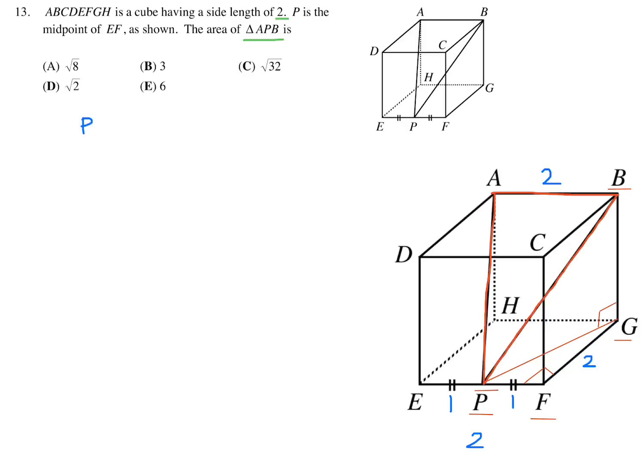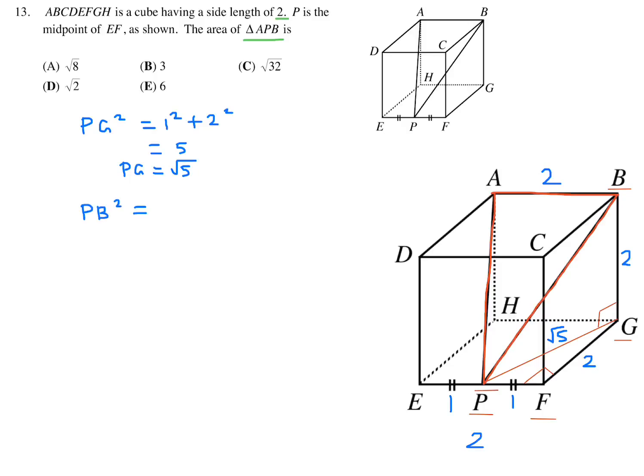So that's step number 1. PG squared will be 1 squared plus 2 squared. So this is 1 plus 4, which is 5, and therefore PG is equal to root 5. All right, so I'll squeeze that in there, root 5. Now we know that PG is root 5. BG, all the way there from top to bottom, is 2, because that's just the side length of the cube. Now we can use Pythagoras to figure out B to P, all right, or PB.